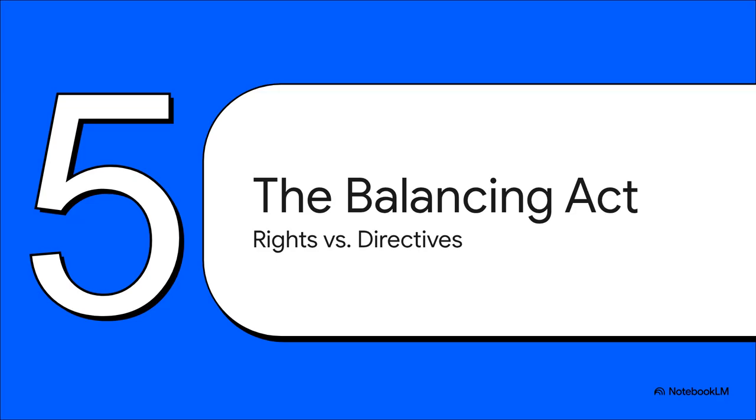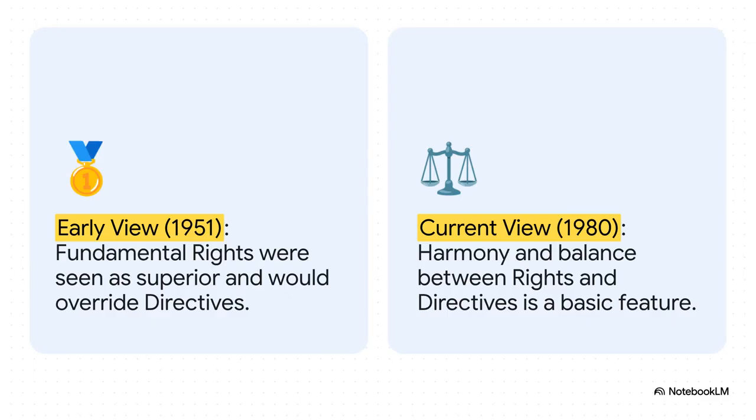So you've got the citizen's shield of rights and the state's compass of policy. What happens when they seem to point in completely different directions? This, my friends, is where we see the great constitutional balancing act. You know, in the early years, the courts had a simple answer. Rights always win. Your shield was just considered superior to the state's compass, period.